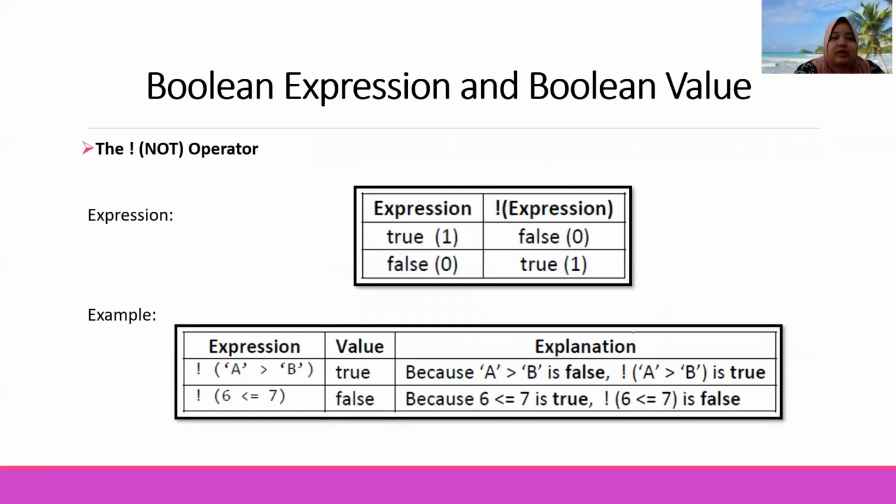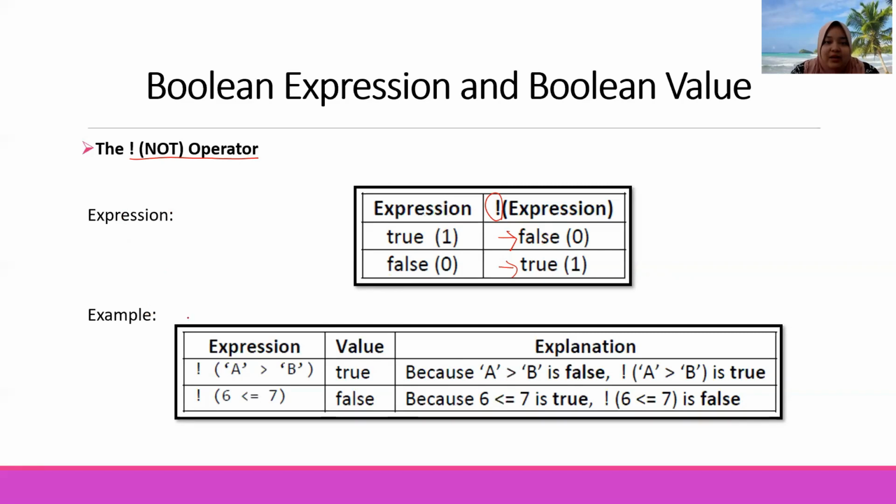Okay, so next, Boolean expression and Boolean value. First, I show you the example of the not operator. Expression true. Remember, true is 1, false is 0. Kalau true kita negate kan dia, not kan dia akan jadi false. Kalau false ni kita not kan dia akan jadi true. Di sebaliknya. Itu maksud dia.